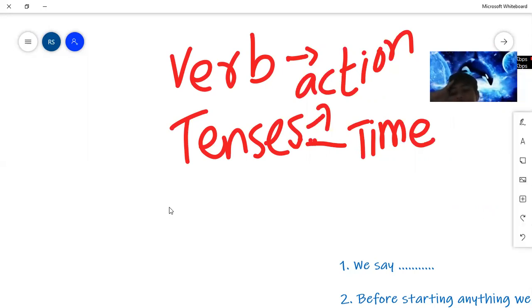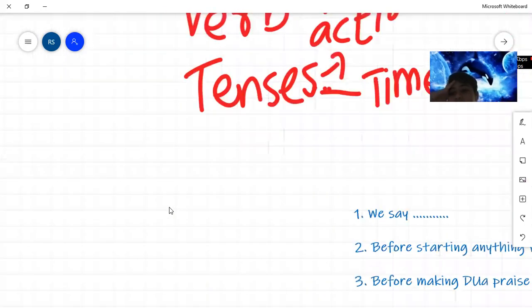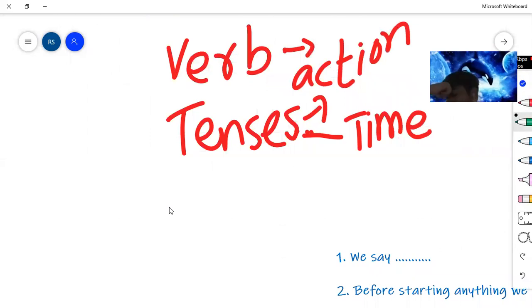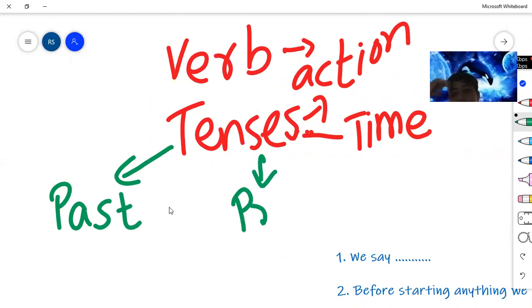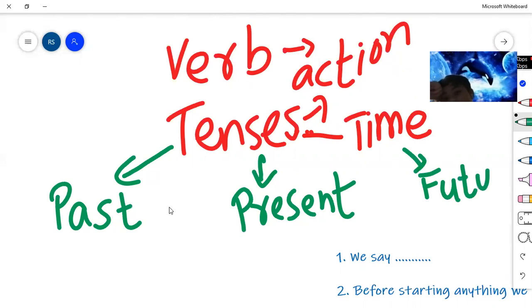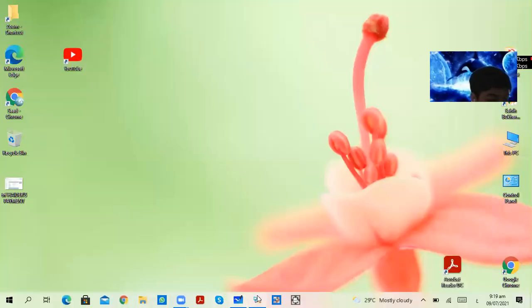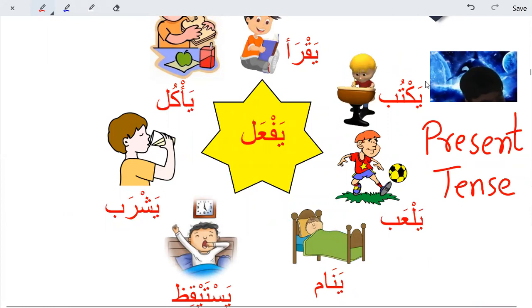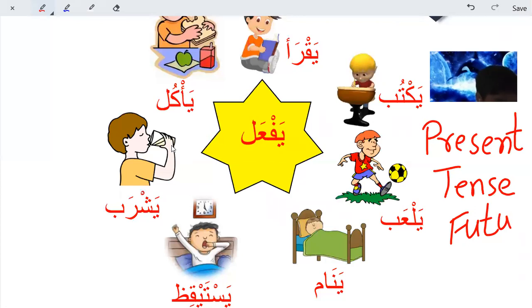At the time of playing, we play. At the time of studying, we study. So there are three types of tenses. One is known as past. Other is present. And future. So this ya tells you its meaning is he, and it is showing the present tense. And this ya is also used for future tense. It is telling that it is either present tense or future tense. Okay.